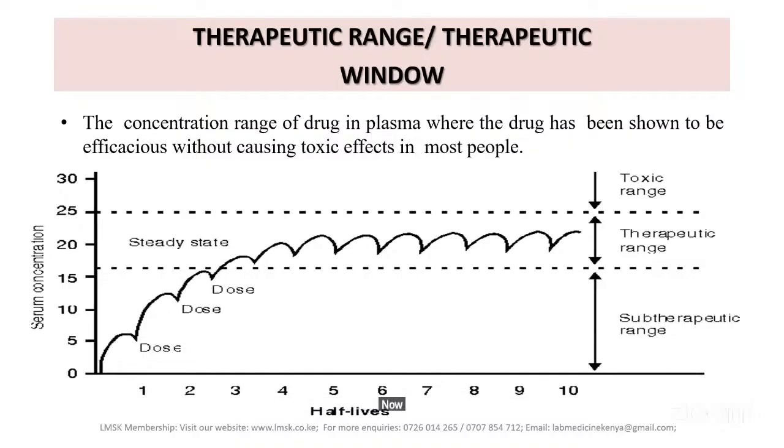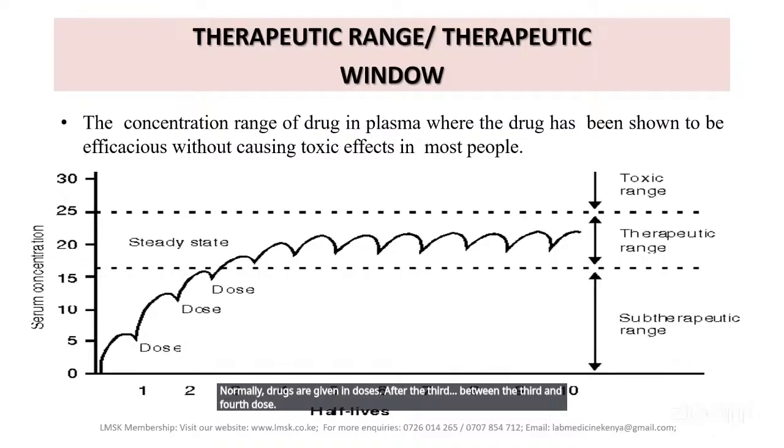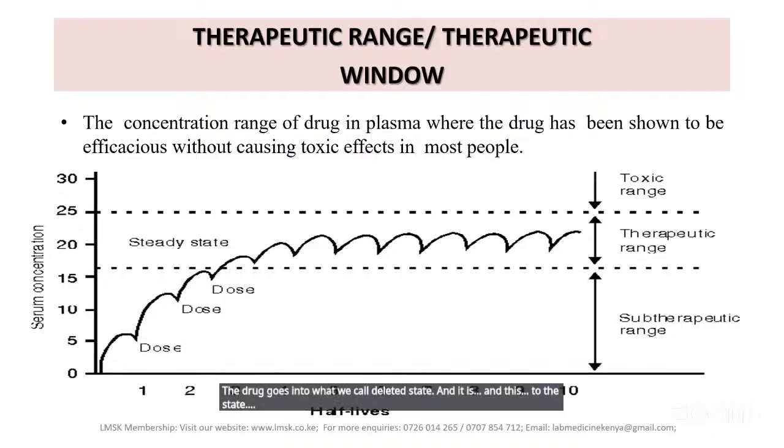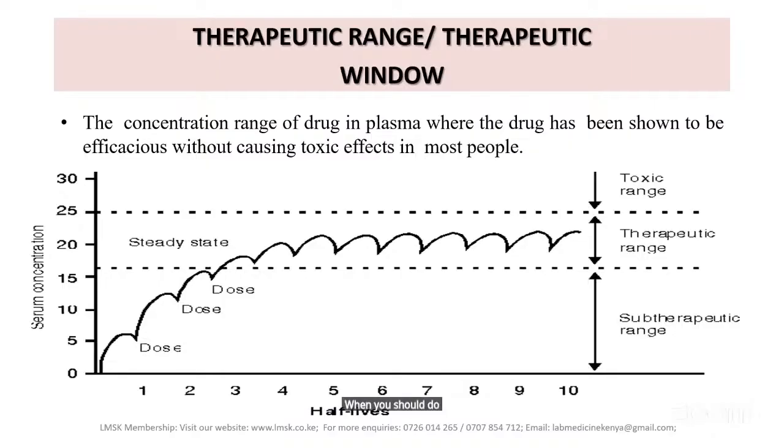Now, if you give a drug, normally drugs are given in doses. Between the third and fourth dose, the drug goes into what we call steady state. No, around the fifth dose, the drug goes into what we call steady state. And it is at this steady state when you should do therapeutic drug monitoring.